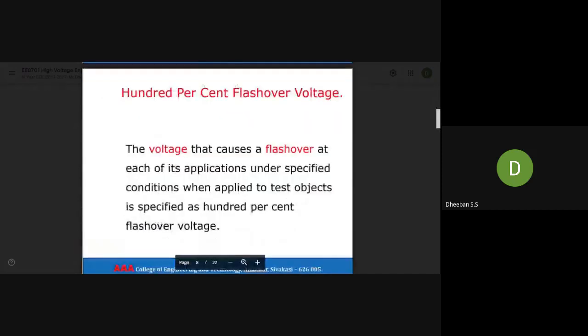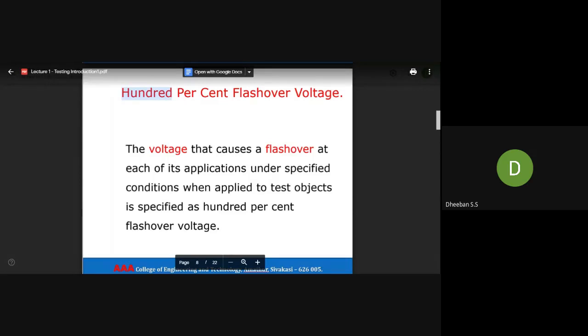So moving on to your 100% flashover. Here the voltage that causes a flashover at each of its applications under specific conditions to the test object is the 100% flashover voltage. So over here the flashover voltage is applied in a 100% condition, also with some criteria, that is, some specific conditions. Then it corresponds to a 100% flashover. Okay.